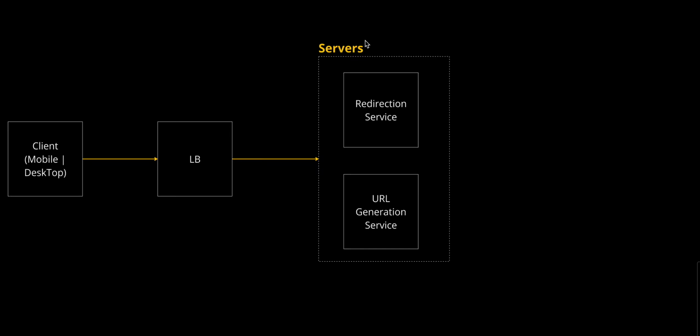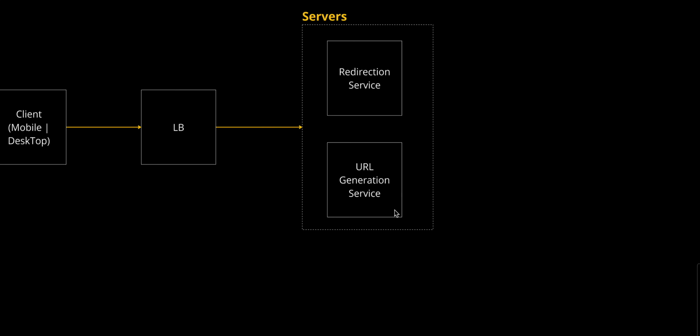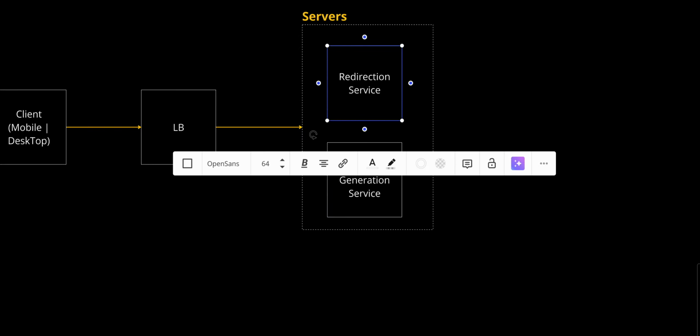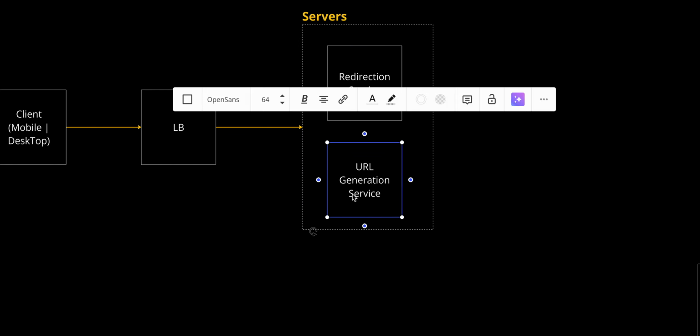Let's talk first about the application servers. These servers host the core application logic, including the API layer. They handle user requests for creating short URLs, redirection, and analytics, and they communicate with other components like the URL generation service, the redirection service, and databases. We have two main services: the redirection service and the URL generation service. Let's start with the URL generation because everything starts here.